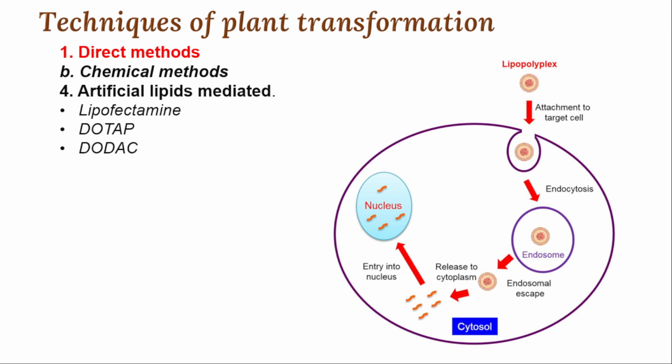And one more chemical used is called artificial lipids. Natural lipids are also used, but because of the scarcity, we'll also use some other effective types of lipids, artificial lipids called lipofectamine, and DOTAP, DODAC type of lipid. Artificial lipids work the same way as liposome mediated transfer. These lipids also surround the desired DNA, and by the action of endocytosis, that will reach the nucleus, and it becomes the transfected cells.